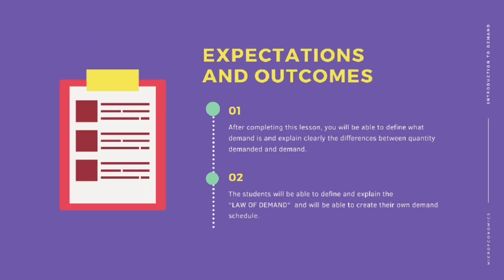So the expectation and outcomes of this lesson is, after completing this lesson, you will be able to define what demand is and explain clearly the differences between quantity demanded and demand. And the next one is, the student will be able to define and explain the law of demand and will be able to create their own demand schedule.